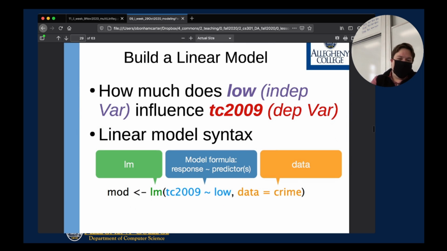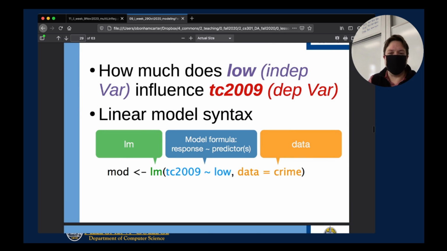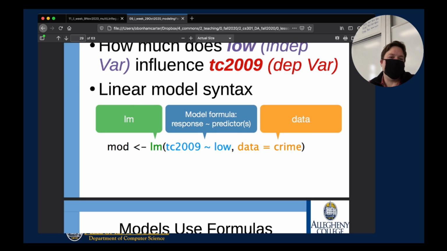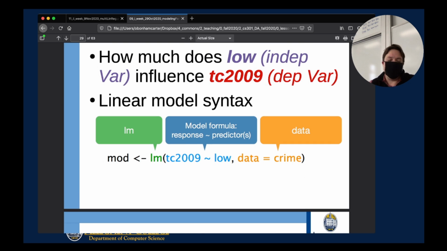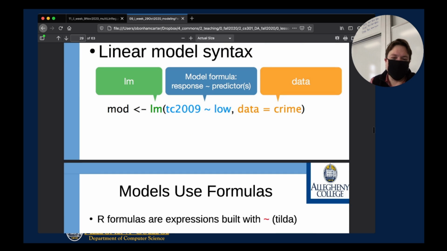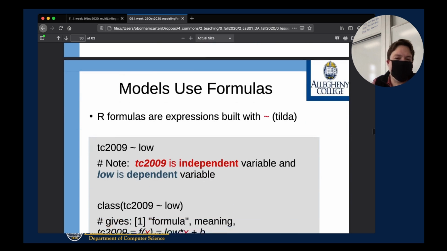Anyway, we talked about this code here where we were able to create a model looking at how much the temperature of a certain place may influence the crime. This TC 2009 was a crime rate. We'll have to look into exactly how that number was created, but it's a number which has to do with the amount of crime.